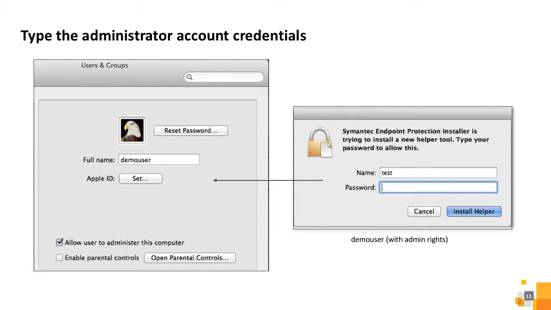The Mac OS requires an administrator account to proceed with the software installation. If you are an administrator, type your credentials. If you are not, ask an administrator to proceed with the installation. To check if your account has administration rights, look on the System Preferences below Users and Groups. Your account must have the option Allow users to administer this computer enabled.